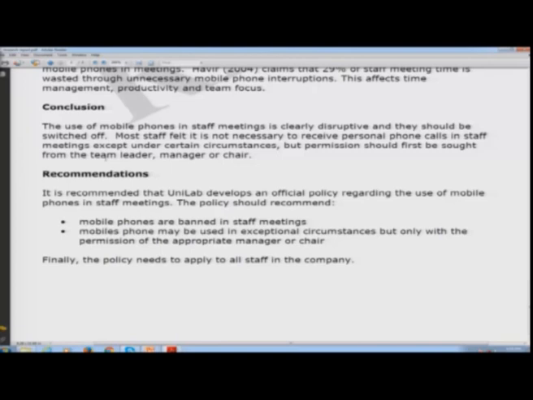Because this was constituted to address a specific issue, there is a recommendation section. It is recommended that Unilab develops an official policy regarding the use of mobile phones in staff meetings. The policy should recommend mobile phones are banned. Mobile phones may be used in exceptional circumstances, but only with the permission of the appropriate manager or chair. Finally, the policy needs to apply to all staff in the company. So, the report ends with a strong recommendation.